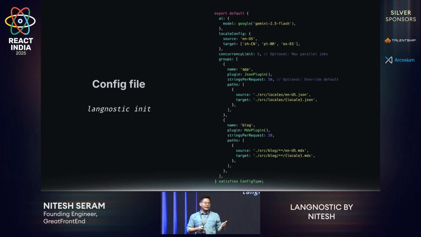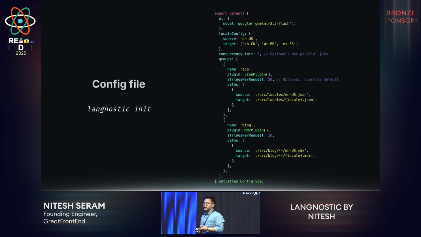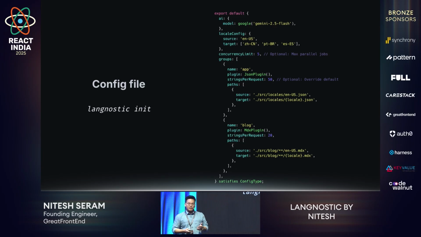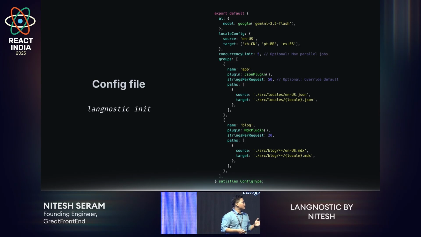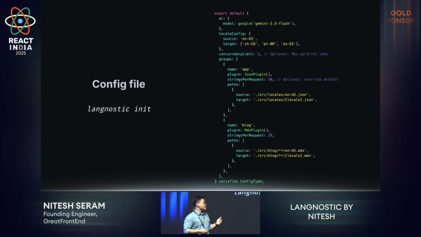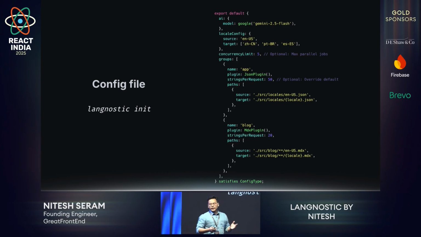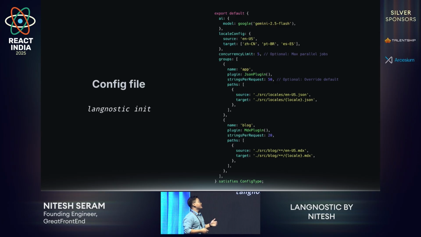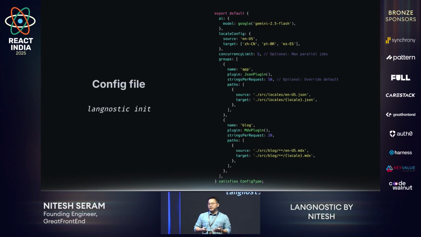The next important thing for a translation to run is the Langnostic config file. Like we discussed in the previous slide, when you run the Langnostic init command, it creates a default Langnostic configuration file. The config that you see on the screen is not the default config file that Langnostic init generates, but this is what a Langnostic configuration will look like for an application. The first important thing to note here is the model that we pass here. You can pass any AI model that you want to use for translation in Langnostic.